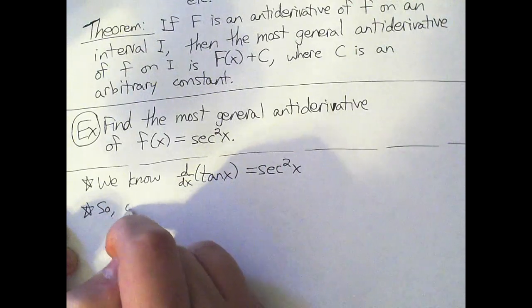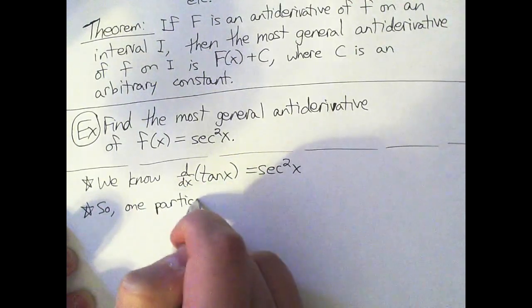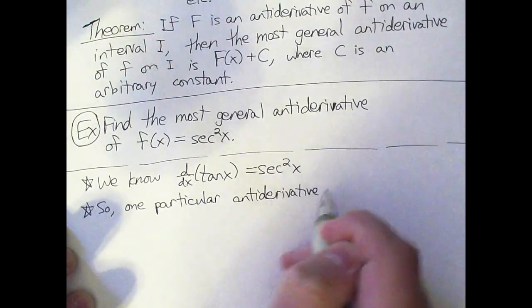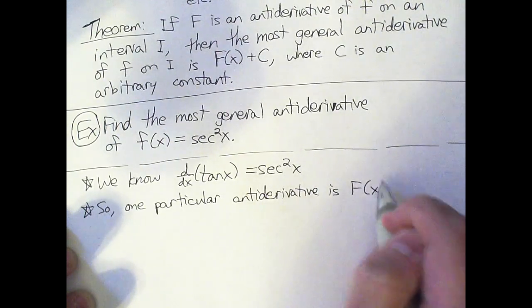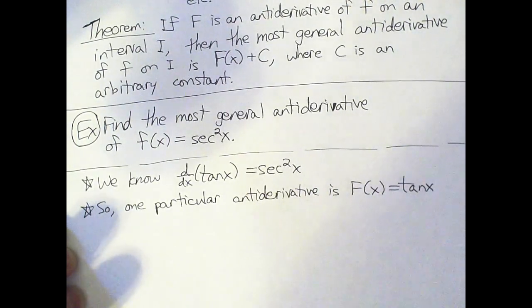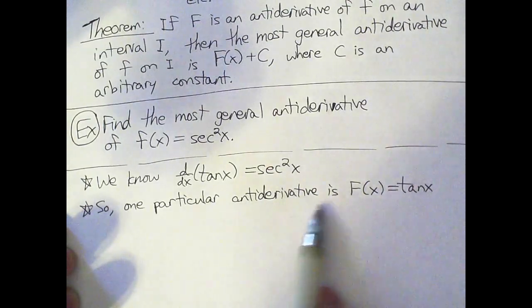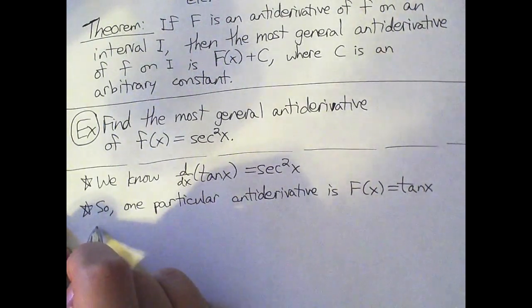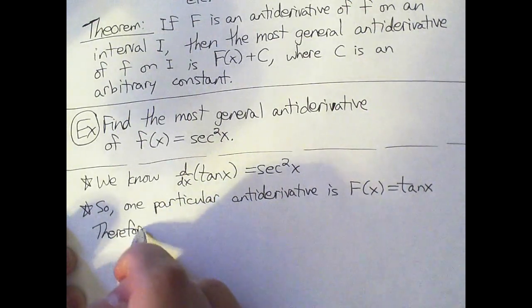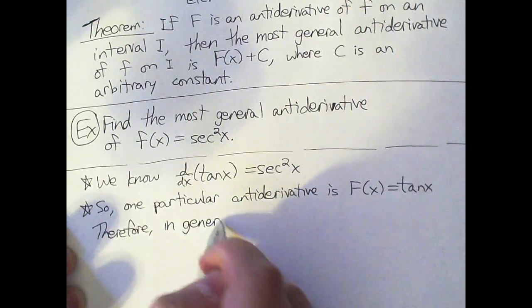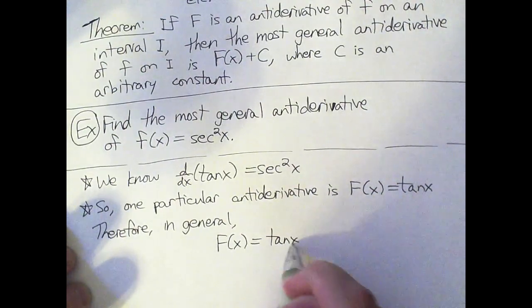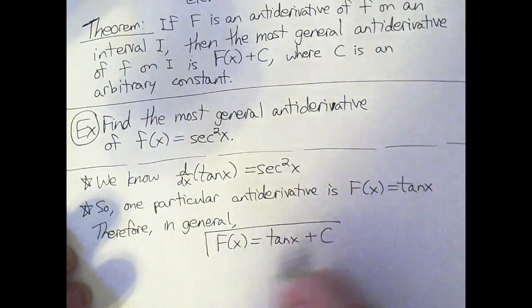So one particular antiderivative is capital F of x equals tangent x. This is one antiderivative of lowercase f. Therefore, in general, the most general antiderivative would be tangent x plus c. And that's what this problem was looking for.